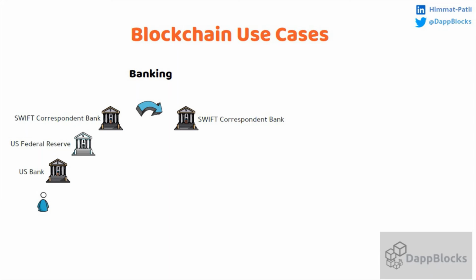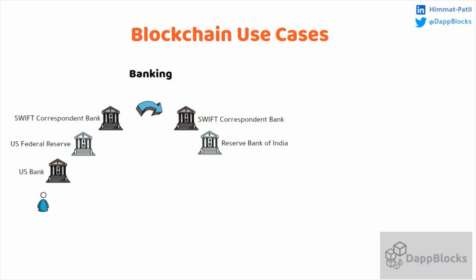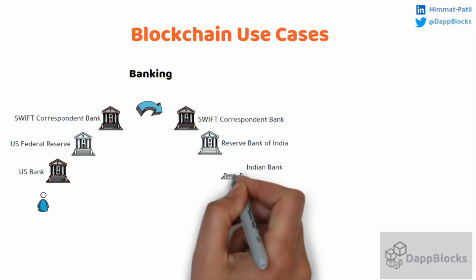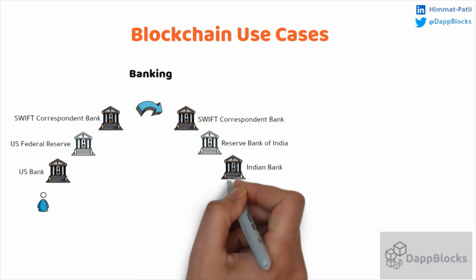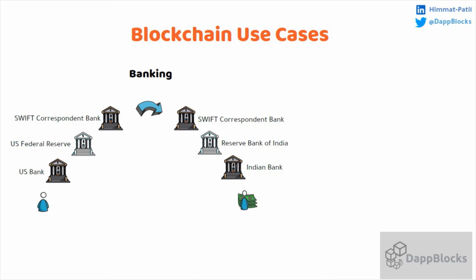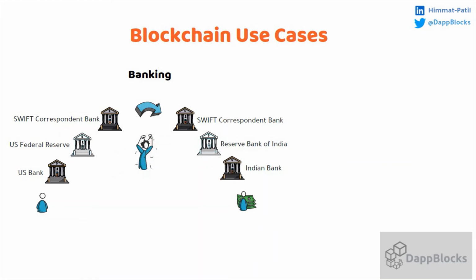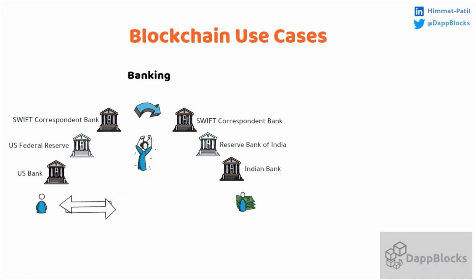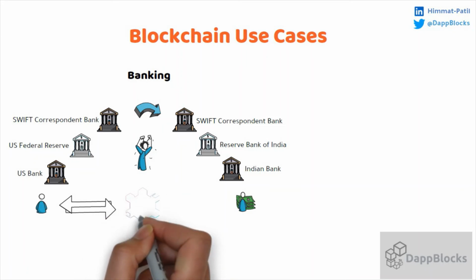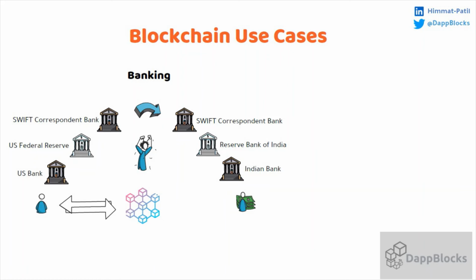The SWIFT correspondent bank transfers that request to the Reserve Bank of India and then transfers that amount to the respective bank which the receiver has an account with. And then finally the receiver will receive that money. This whole process is very time consuming and very costly. With the blockchain, both sender and receiver will have their own wallet, and with a single click, a person can transfer crypto to another person anywhere in the world.